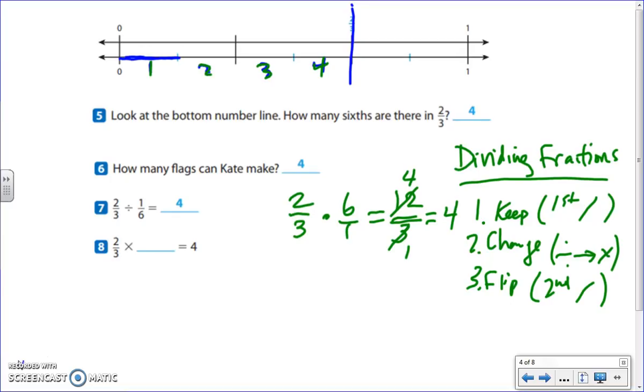2/3 multiplied by 6/1, or 6, would equal 4 as well. That's the change and flip part that they've solved. So you can see that they did the keep, the change, and the flip. So 2/3 times 6 also equals 4. Keep, change, flip.